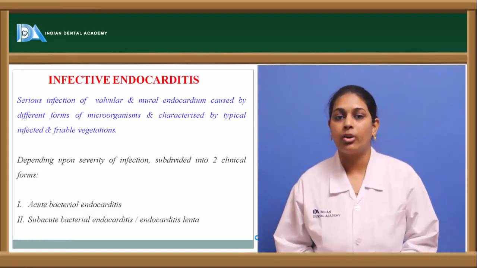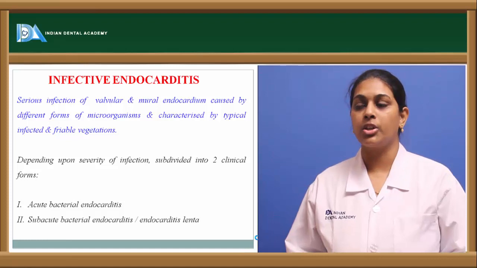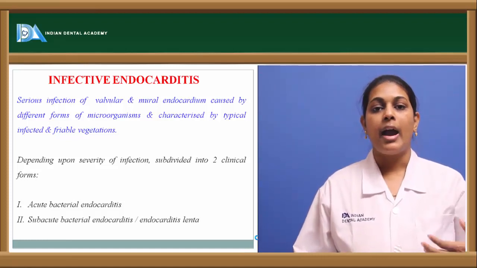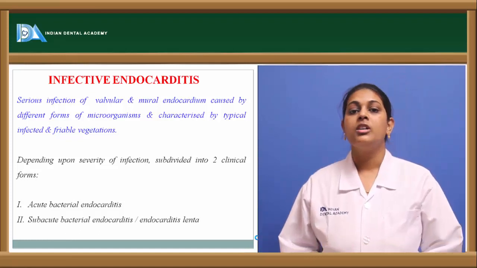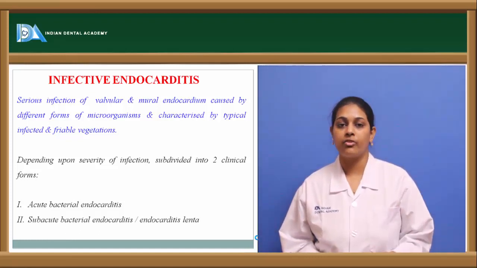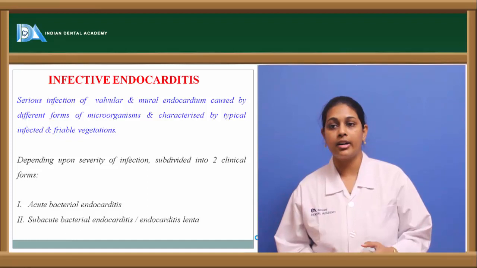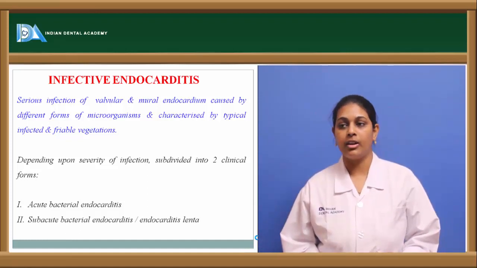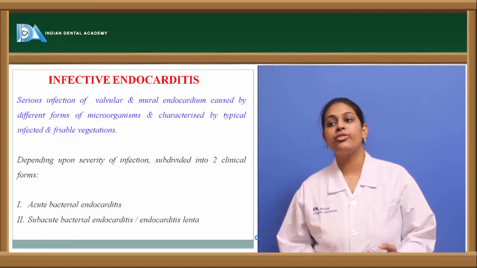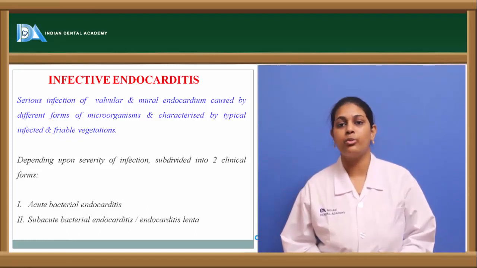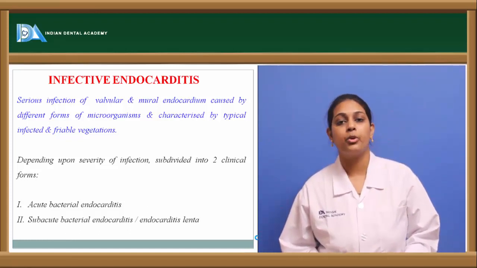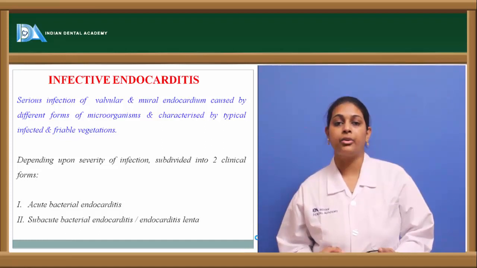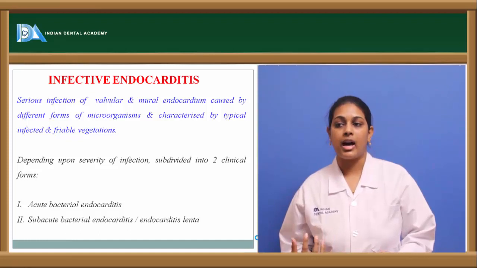So infective endocarditis is one of the serious infections which involves the valvular as well as the mural endocardium. It is usually caused by various species of microorganisms, and it manifests with typical infection as well as friable vegetations which can be observed within the myocardium. If these are progressive, then they can be carried by the circulation into various other organs.